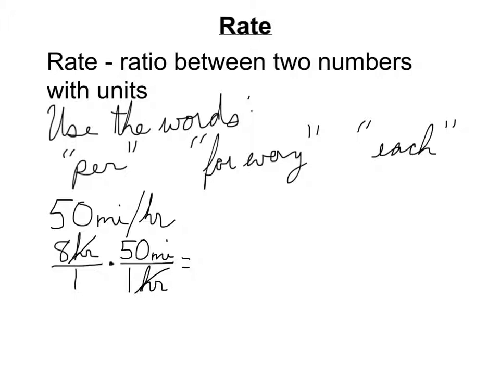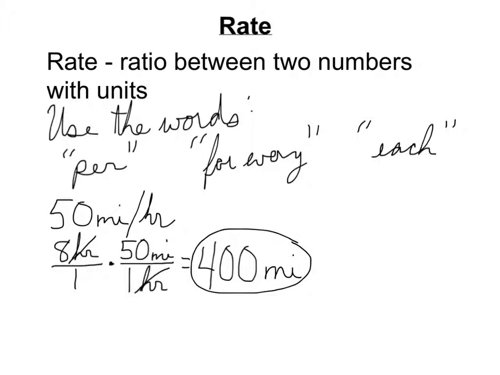And so now we multiply. On the bottom I have 1 times 1, which means my answer is going to be a whole number. On top I have 8 times 50, which is like 8 times 5, which is 40, with an extra 0. So 400. The units that are left over are miles. So at 50 miles an hour, 8 hours of traveling will result in traveling 400 miles.